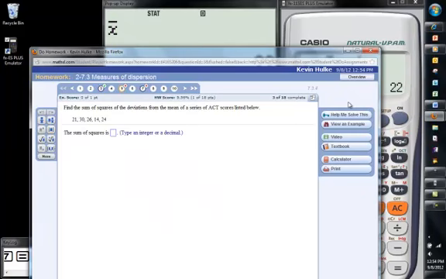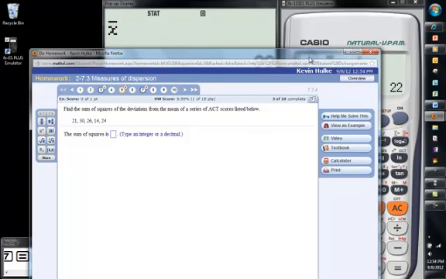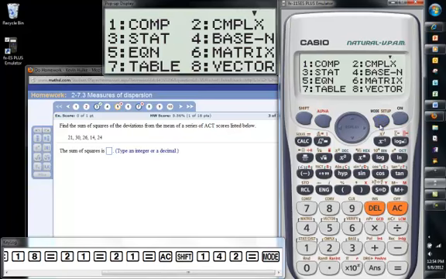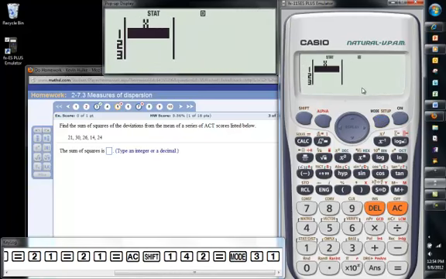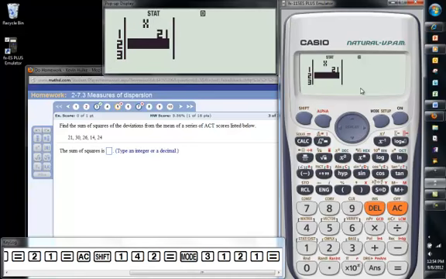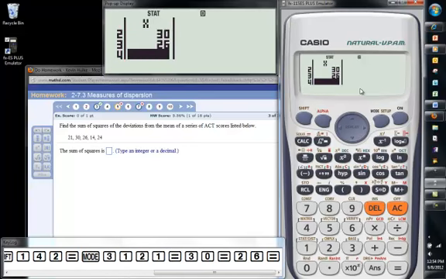Number 5, find the sum of the squares of the deviations. So the first thing we have to do again is to find the average in order to find the squares of their differences. So we have 21, 30, 26, 14, and 24.